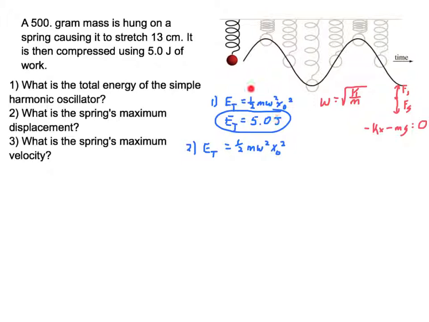I can come back to my total energy equation because I know the total energy that it has. The only thing I don't know in this problem is what omega is, so I actually need to go through what I was talking about, solving around for my spring constant, so then I can solve for omega. And I'm going to work this in letters just to get the practice for you.